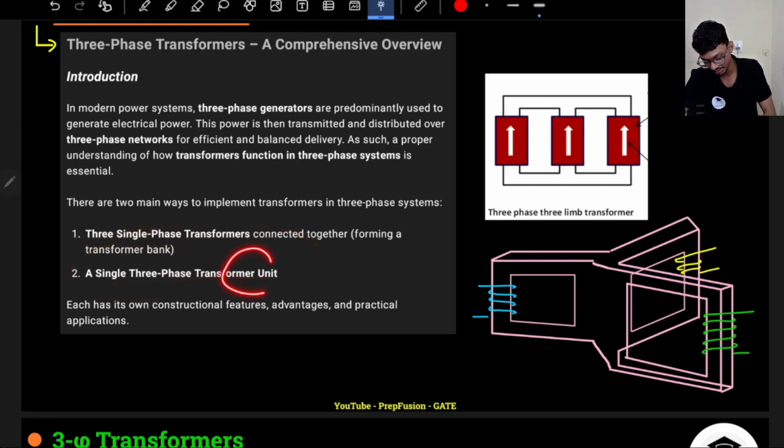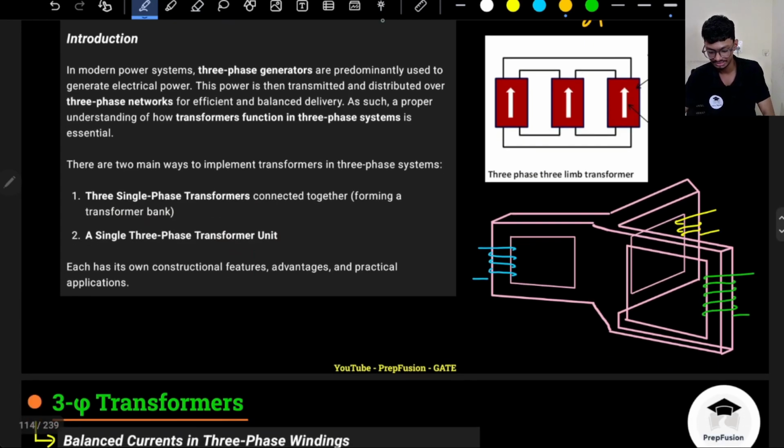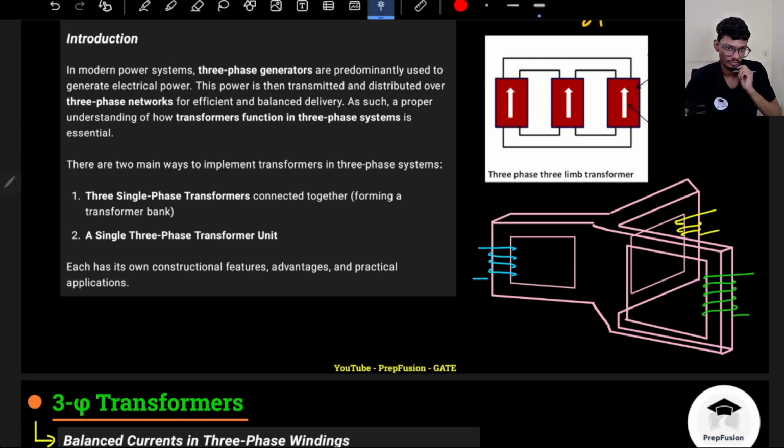So this is a complete unit, and this is just a transformer bank. I have three transformers. The picture you are seeing is of a three phase transformer, and this is a single unit. All these are single units. This is a core type three phase transformer, and this one is a shell type. So what you can observe, what is the problem in this? Can you identify what is the problem here?